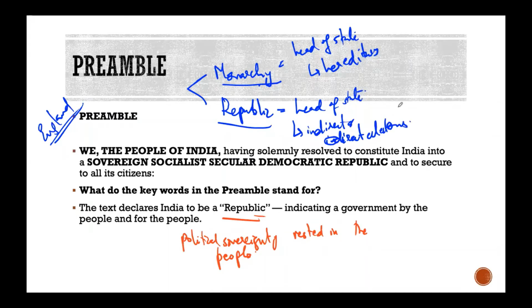Priya, okay. So we have indirect elections because we elect our own representatives, and the elected representatives are going to be the ones who elect the president. Okay, so that is that.